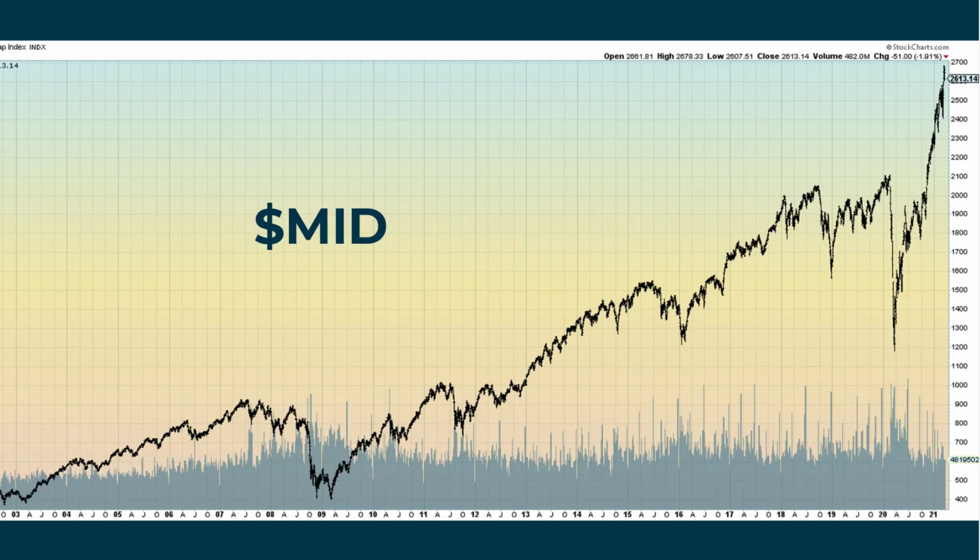Here's the mid cap index, which is also put out by Standard & Poor's. We can do some comparisons. We can use something such as the S&P 500. We can put the mid cap and the small cap on top of this to give us kind of a gauge as to what is happening.